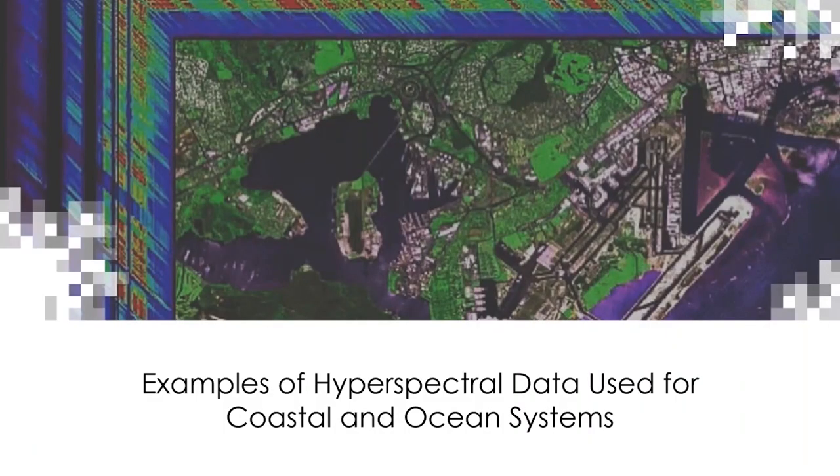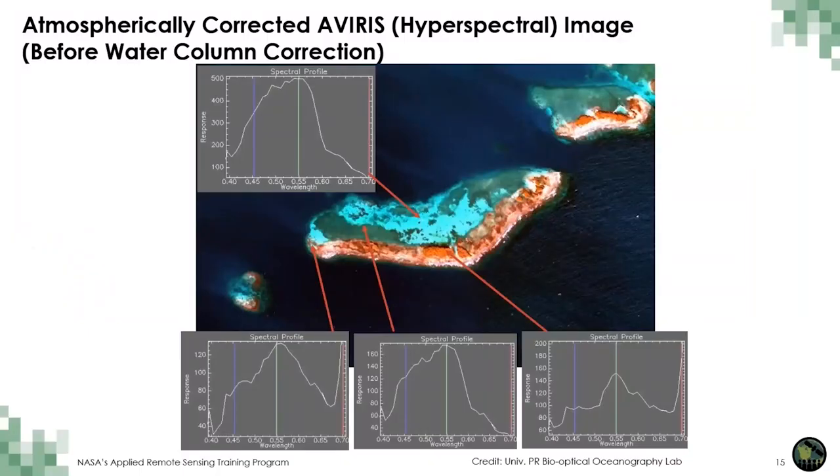Now let's see some examples where hyperspectral data has been used for studying coastal or ocean systems. Here's an AVIRIS hyperspectral image collected in Puerto Rico back in 2004 in an area known as La Parguera in the southwest coast of Puerto Rico, before the massive coral bleaching event of 2005.